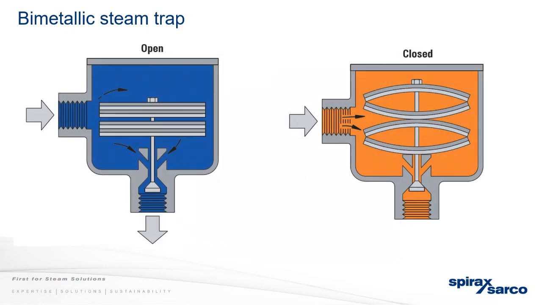So as we show here, open, where they're both flat, they haven't moved. The expansion creates this kind of shape here, the bow, which closes the trap, and that's a closed position.